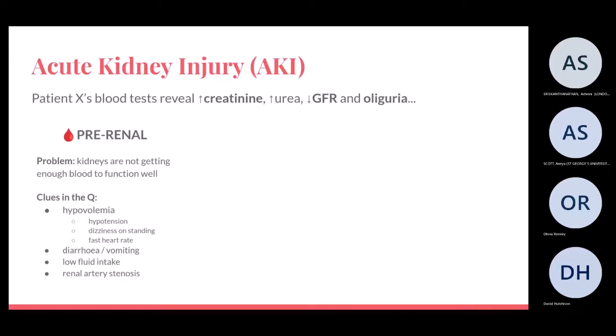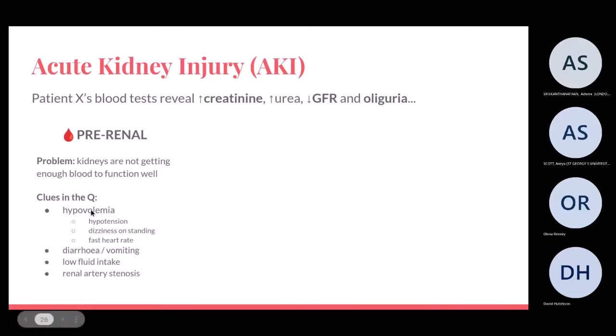So the problem with a pre-renal injury is that your kidneys are not getting enough blood to function. Basically, the kidneys love getting blood. They get 20% of your blood, all of the blood from your heart, every minute. They need blood to keep going. They need their blood to function. If they don't get enough blood, they won't function. And that's what happened to poor Helena in the last question.